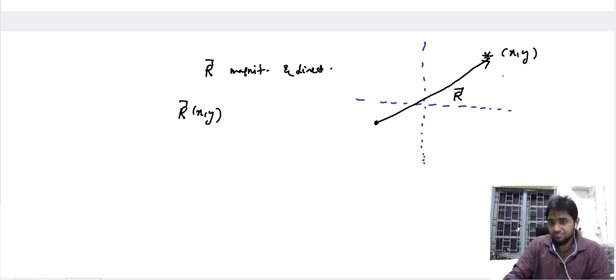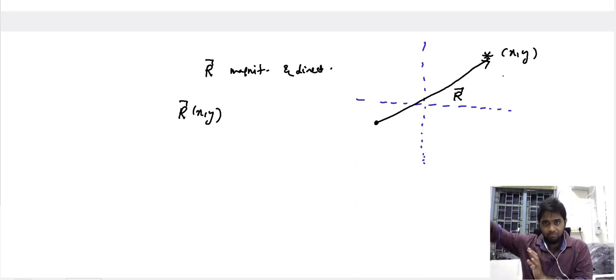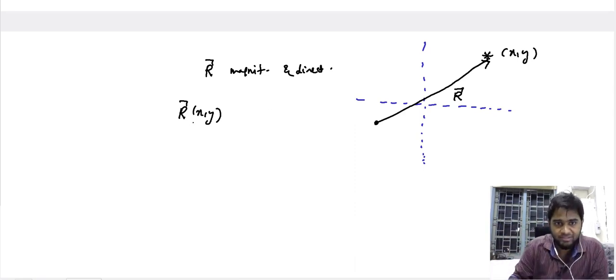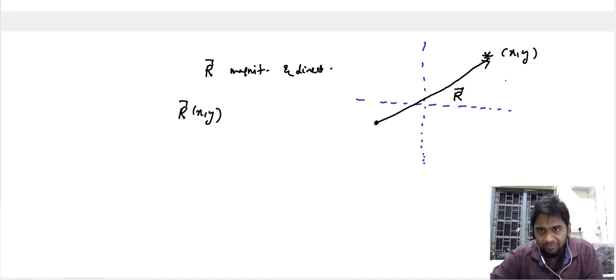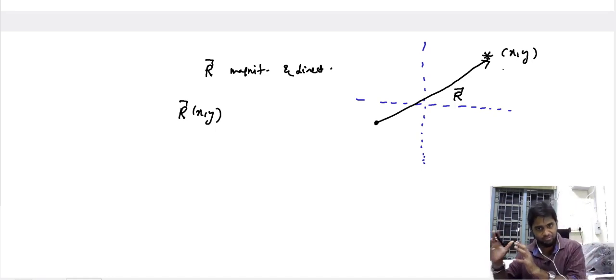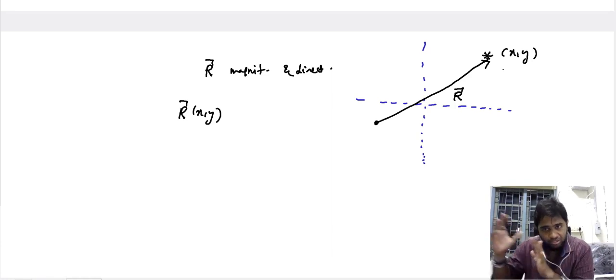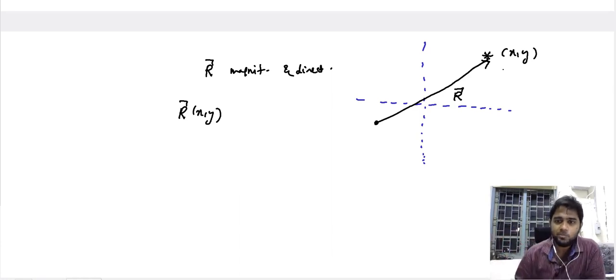Now since we are merging these two, that is a random vector and the two-dimensional Cartesian coordinate system, the r vector is expressed in terms of x and y. This r vector dictates nothing but the position of the point in the two-dimensional space.